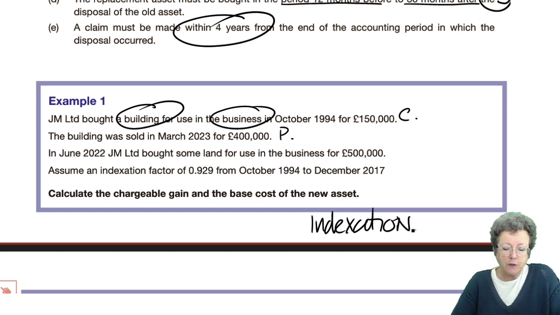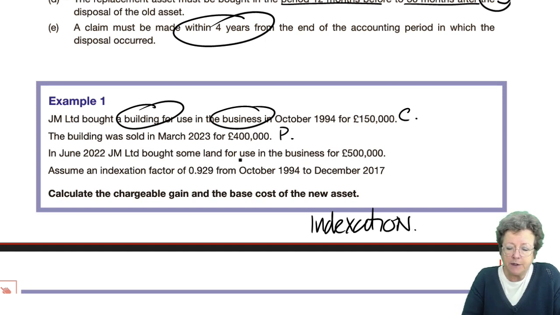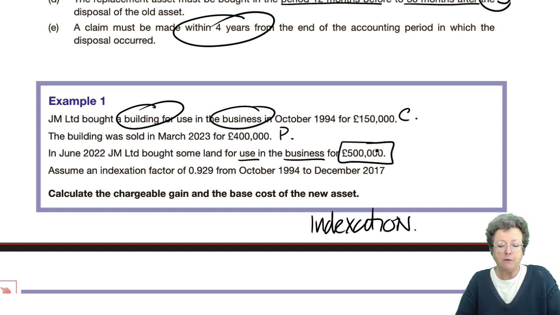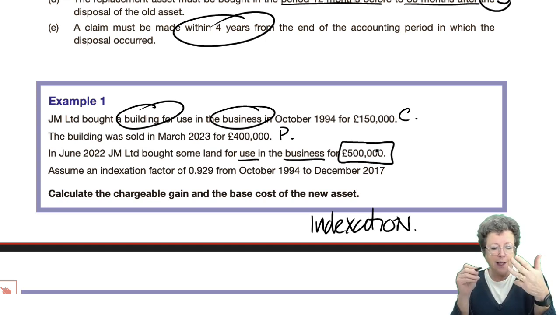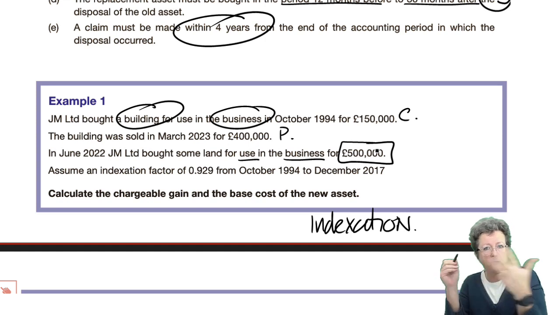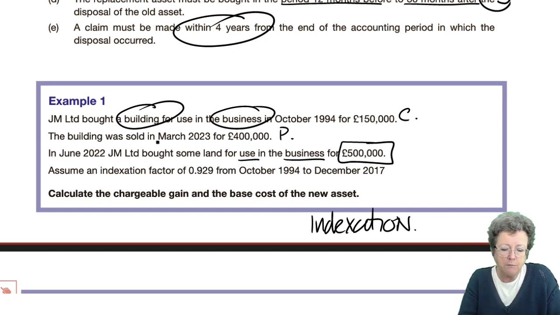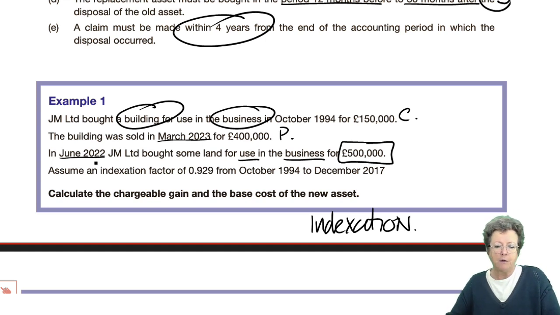And in June 2022 they bought some land for use in the business for 500,000. So did they reinvest all the proceeds? Yes, they did, because they got 400,000 and they reinvested 500,000. Is it used in the business, old and new? Yes. Are they business assets? Yes. And did they do it within that time window? They sold in March and they bought in June, which is within the 12 months before.